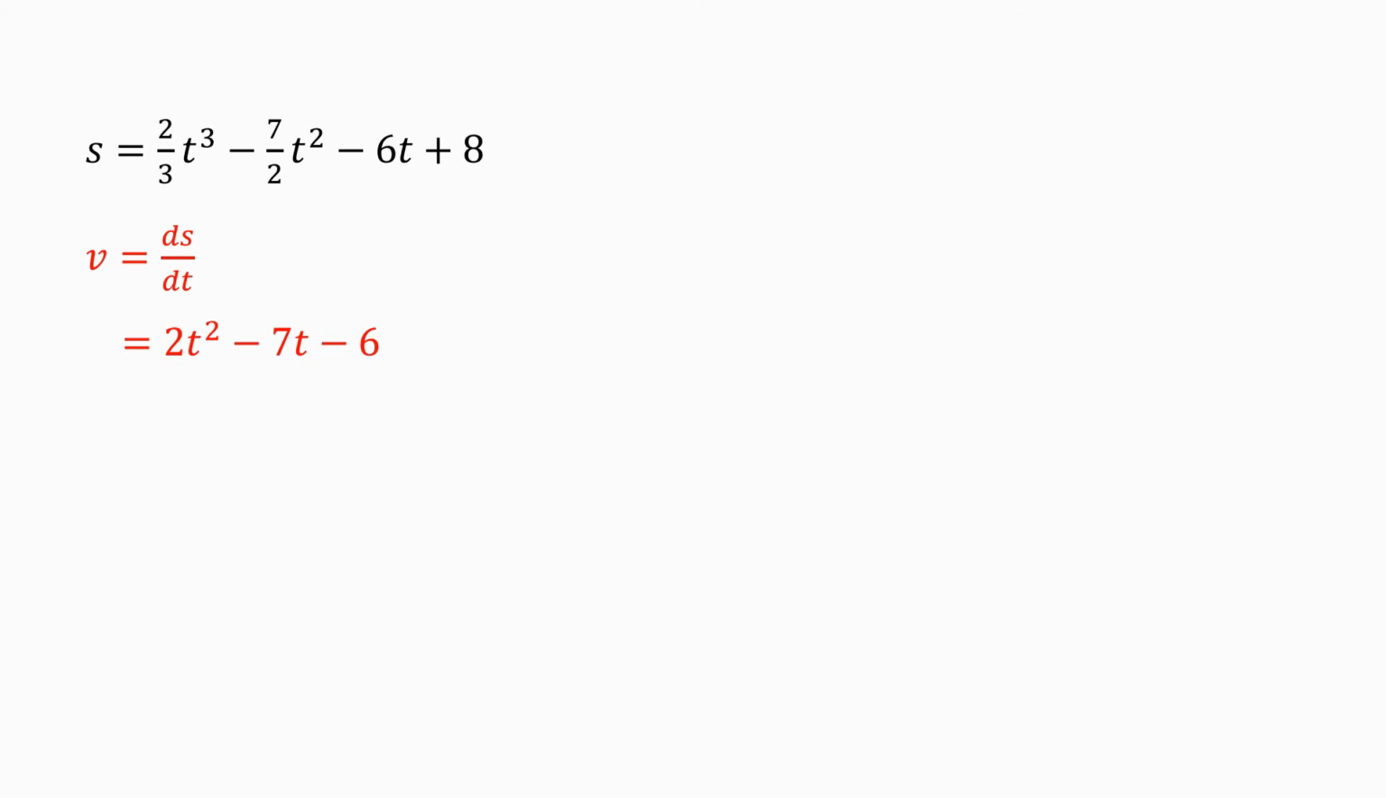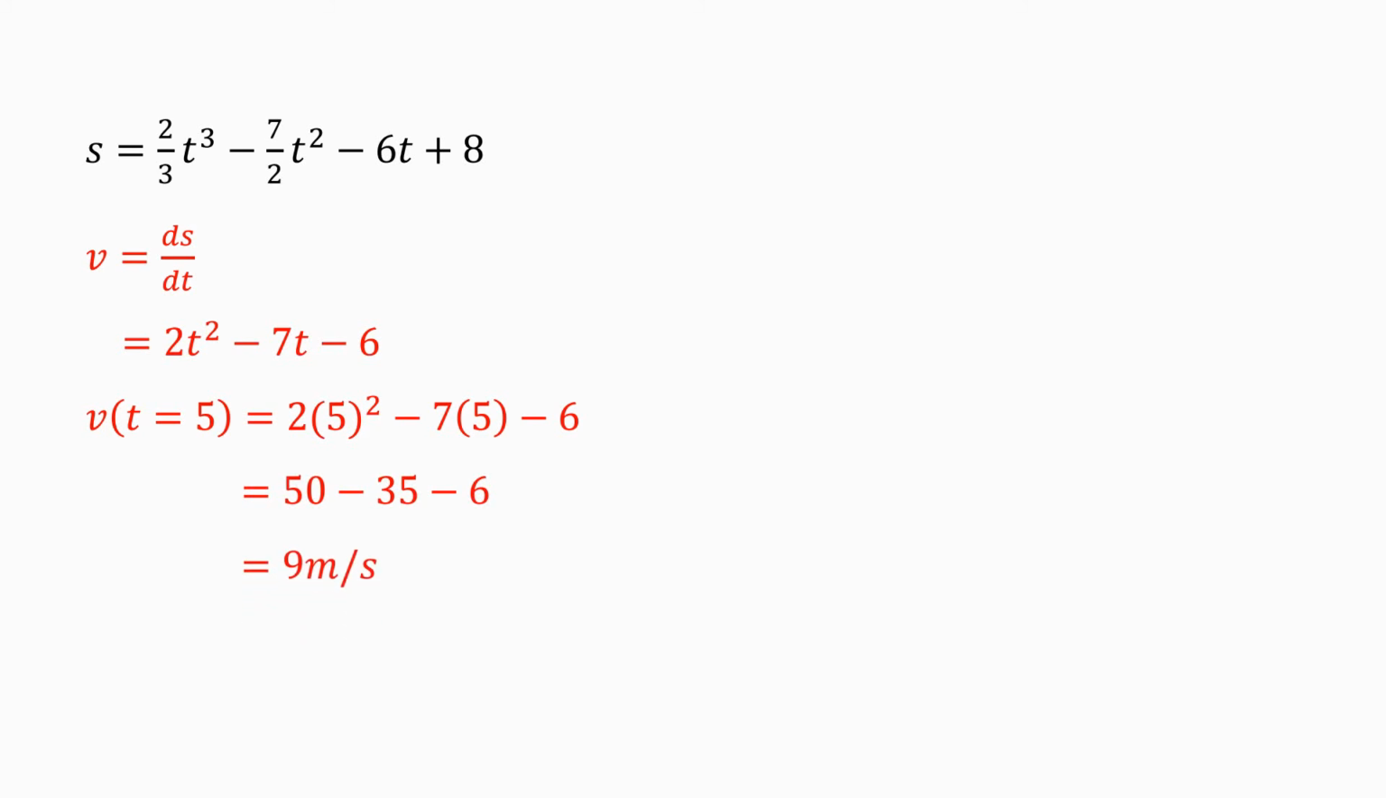Then we need to find the velocity when t equals 5, so we substitute t by 5. So we have 2 into 5 squared minus 7 into 5 minus 6, which equals 50 minus 35 minus 6, giving us 9 meters per second. So the velocity when t equals 5 is 9 meters per second.